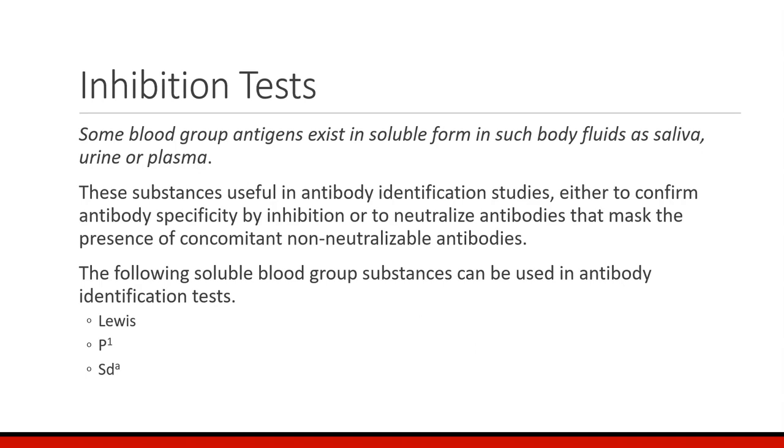What does that mean? So we have two antibodies present. One can be neutralized, so we add the substance, and that will just leave the other antibody all by its lonesome, easy to identify. The following soluble blood group substances can be used in antibody identification tests: Lewis, P1, and SDA, also known as Sid-a.